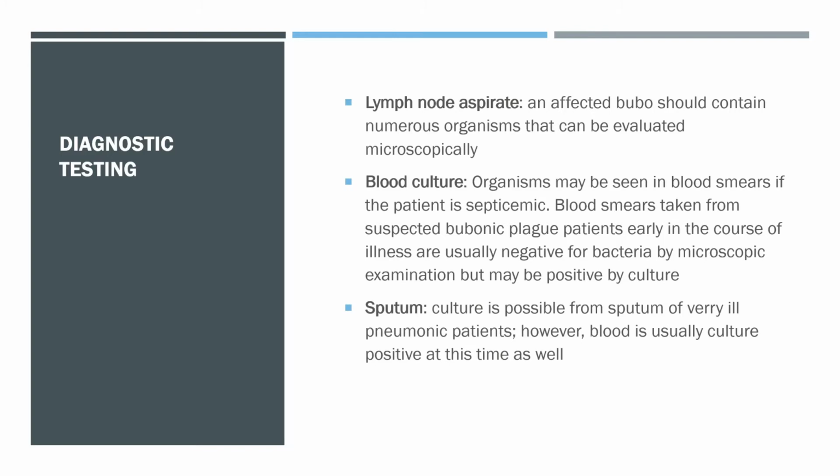Diagnostic testing. Lymph node aspirate. An affected bubo should contain numerous organisms that can be evaluated microscopically. Blood culture. Organisms may be seen in blood smears if the patient is septicemic. Blood smears taken from suspected bubonic plague patients early in the course of illness are usually negative for bacteria by microscopic examination but may be positive by culture. Sputum. Culture is possible from sputum of very ill pneumonic patients. However, blood is usually culture positive at this time as well.